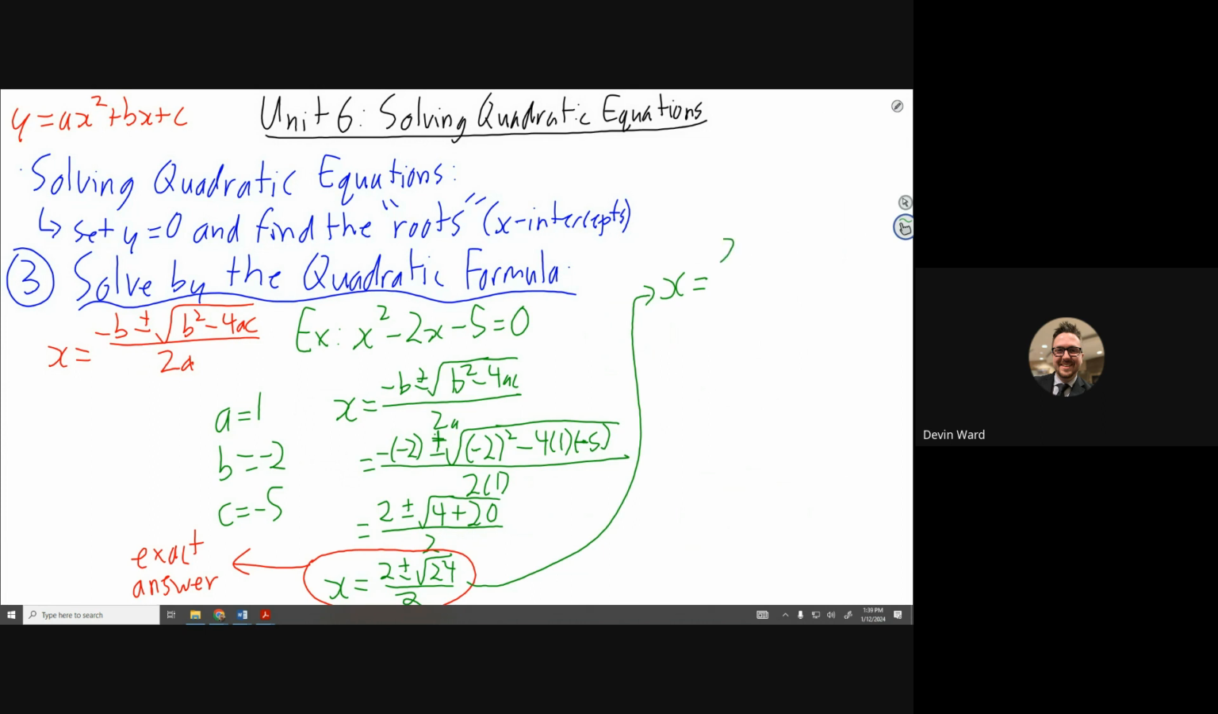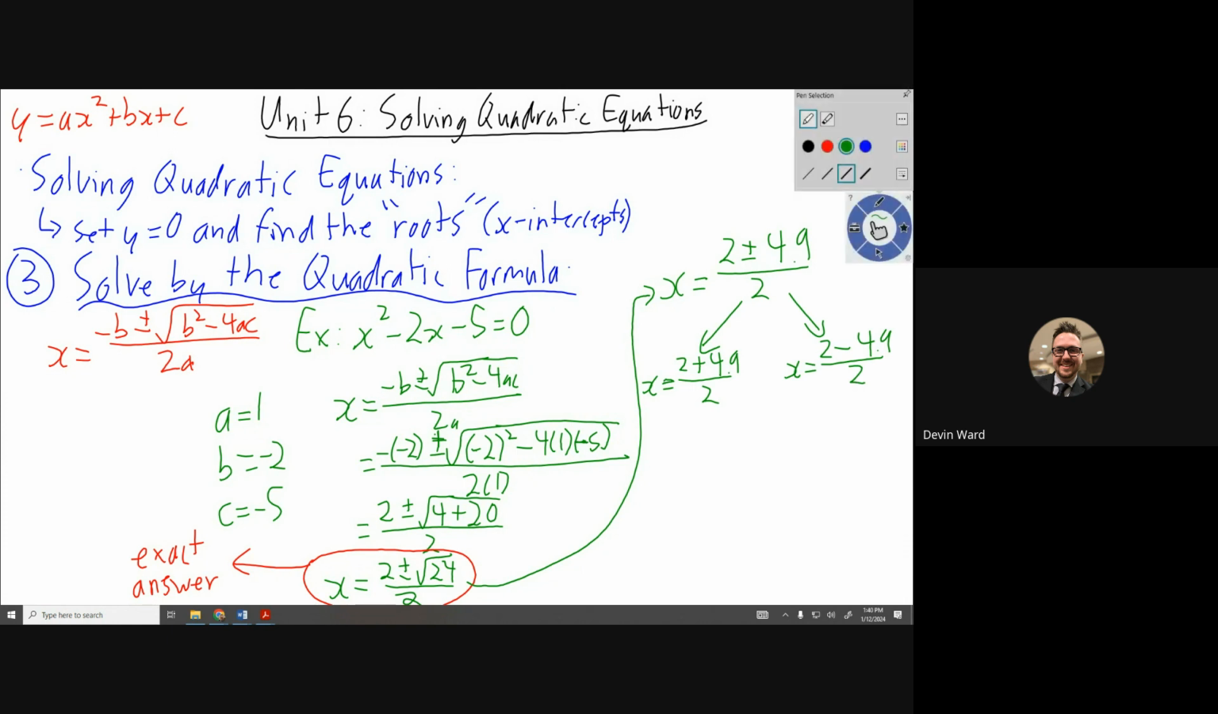X equals 2 plus or minus the square root of 24. Going to do it to one decimal place, is 4.9 all over 2. Now, this is the simplest you can make it before we have to split the plus and minus. So x equals 2 plus 4.9 all over 2, and x equals 2 minus 4.9 all over 2. This is the stage where we break up that plus minus into just plus and just minus. And that will give us the two roots of the equation.